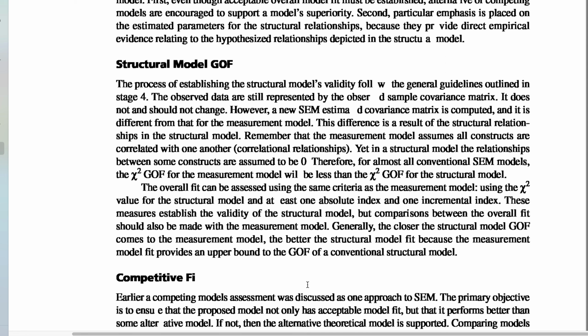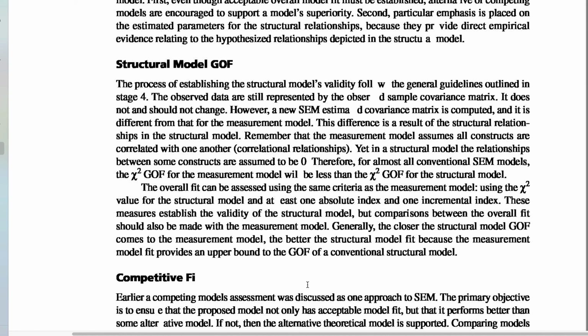The process of estimating the structural model validity follows the guidelines outlined in Stage 4. The observed data are still represented by the observed sample covariance matrix, which should not change. However, a new structural equation modeling covariance matrix is computed and it is different from that of the measurement model. This difference is a result of the structural relationships in the structural model. Remember that the measurement model assumes all constructs are correlated with one another, yet in a structural model the relationships between some constructs are assumed to be zero.